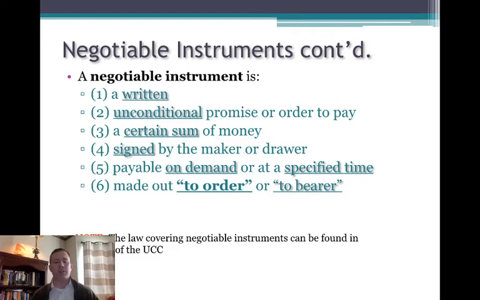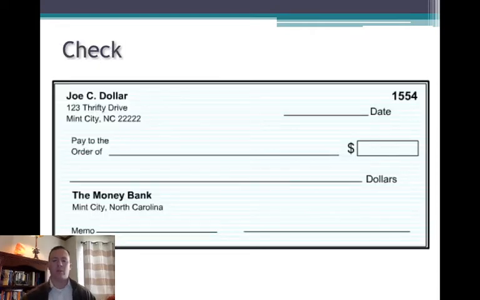So a check, for instance, can be payable. Usually it's dated the same day that you write it, which means you can take it to the bank immediately and get the cash. But it could be post-dated for the next week, 7 days from now, 10 days from now. But the point is, you know that by a certain date, that money is yours without any other conditions. And then finally, it has to be made out to the order of somebody or to the bearer of the instrument.